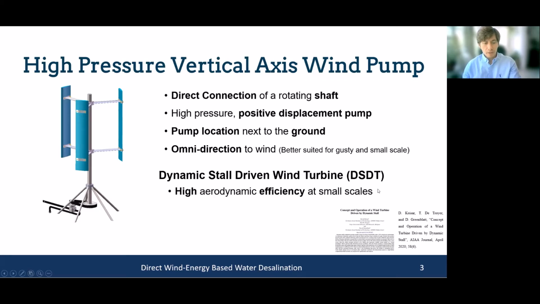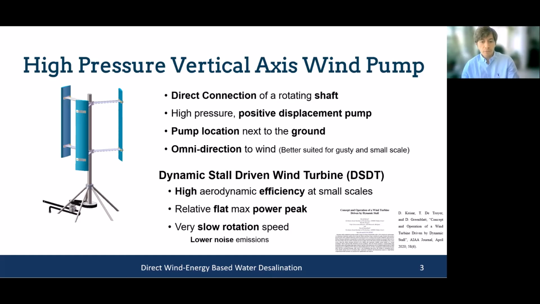The advantage is that this turbine has high aerodynamic efficiency at small scales. It has a relatively flat max power peak, and it rotates very slowly. So it both creates low noise emissions, and there's a lower probability of bird strikes.